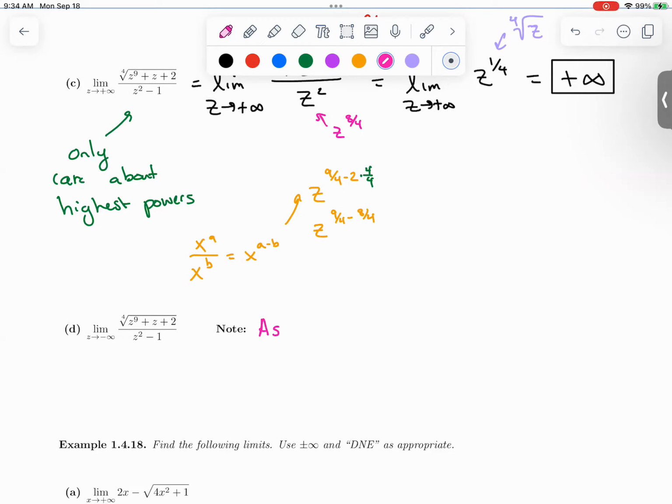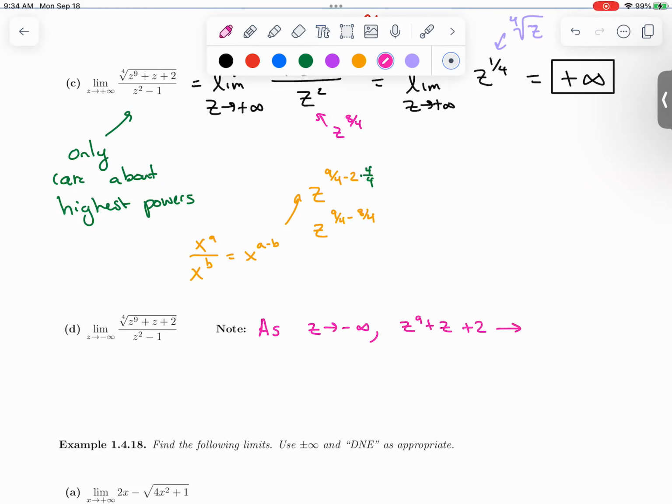It's excellent. As z goes to negative infinity, z to the 9th plus z plus 2 will also go to negative infinity, because you're going to get negative infinity to the 9th power. And a negative raised to an odd power becomes negative. Right? Negative 1 to the 51st is negative 1. A very, very useful skill is to know that a negative raised to an odd power stays negative, because you have an odd number of negatives.